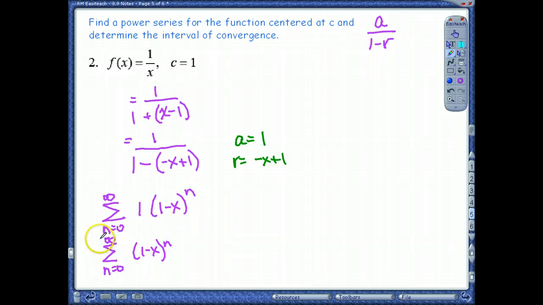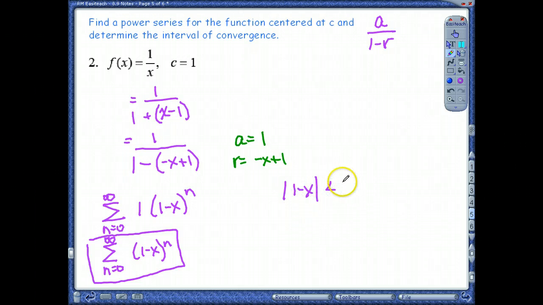Okay. So there's my power series, and really either one's going to be perfectly fine. And then we're going to find that interval of convergence. Well, I know when the absolute value of r is less than or equal to 1, I'm going to be convergent.